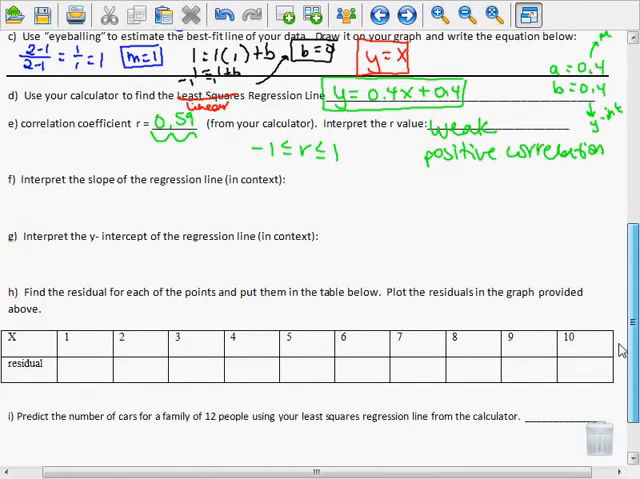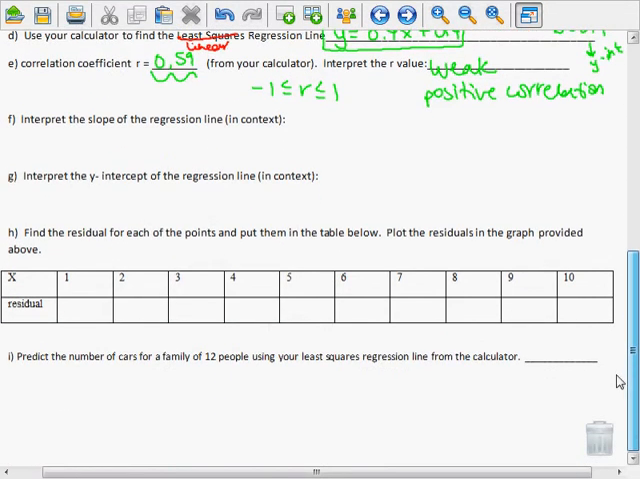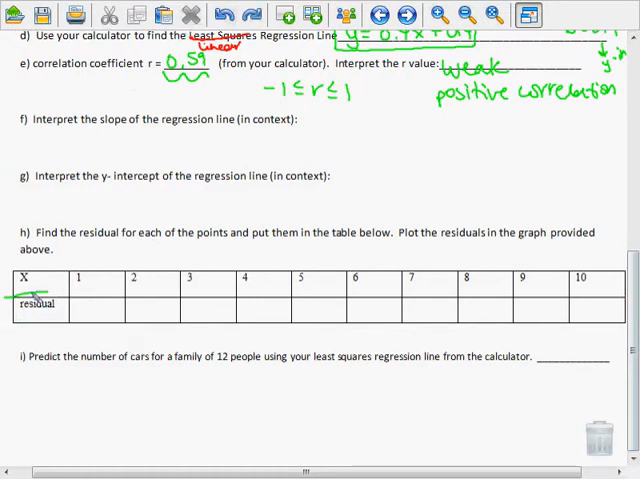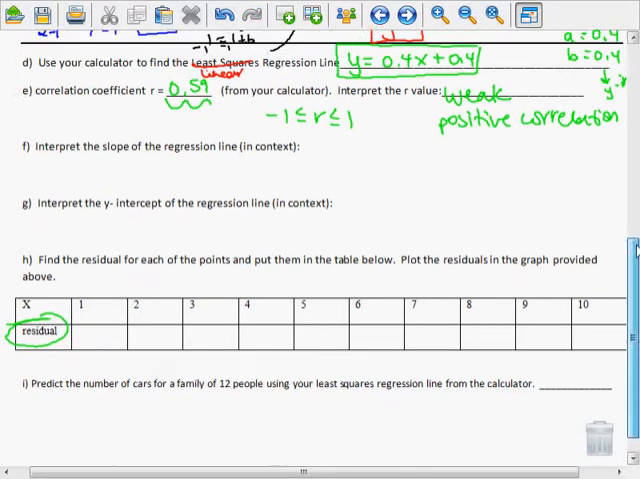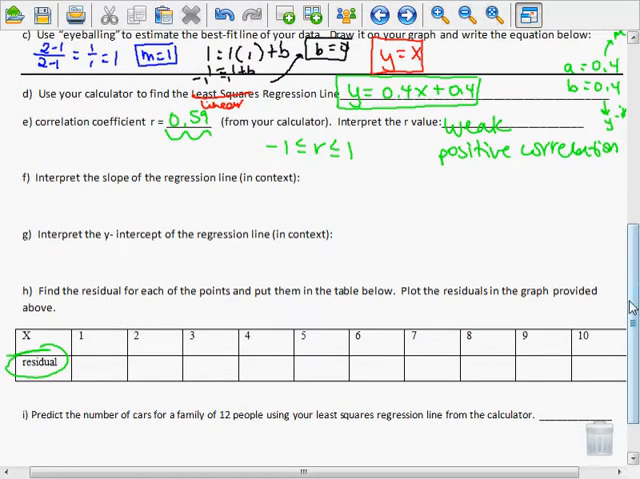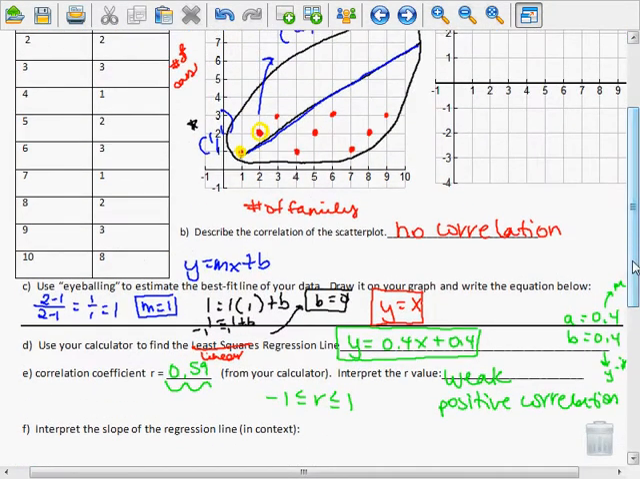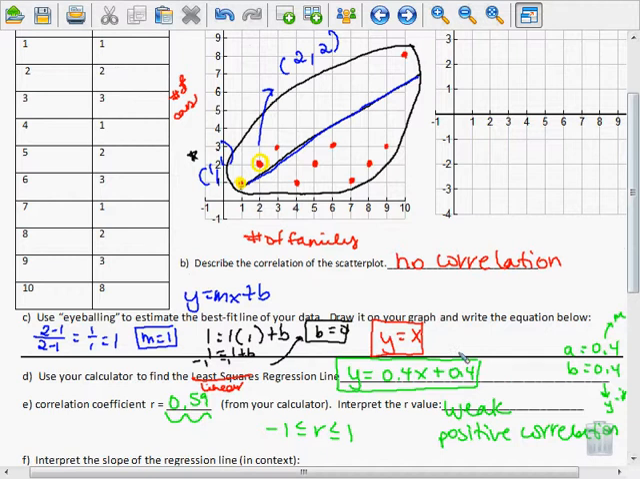Now the residual. Remember, the residual tells us how accurate our line of best fit is, like how well it measures. So how good in this case does the 0.4x plus 0.4 work? If my y-intercept is 0.4, which was right here, and I'm going up 0.4x every 1, my line of best fit really needed to be something, and I know this is not accurate, but it needed to be really more right there.